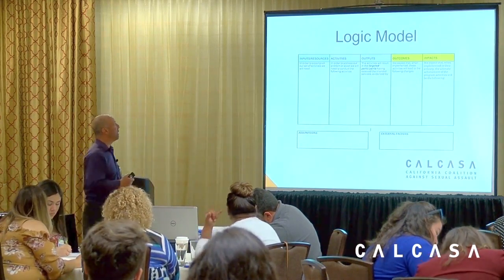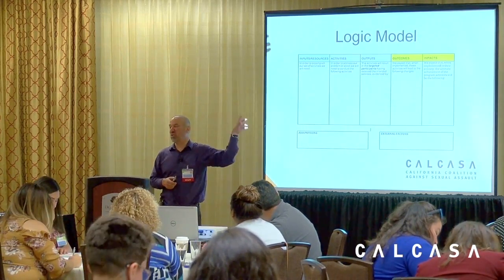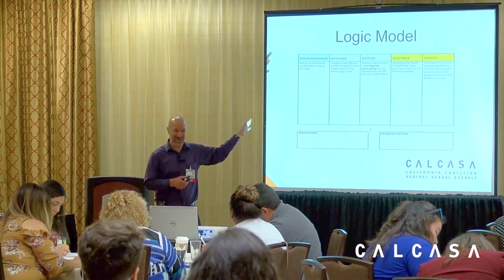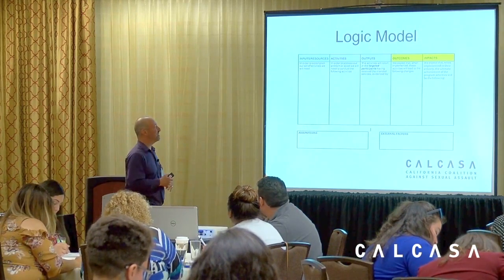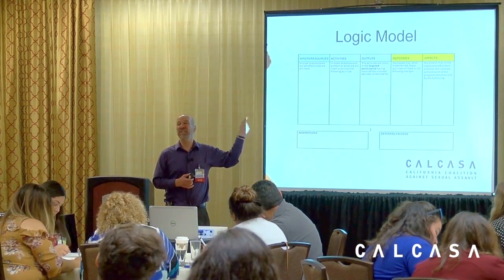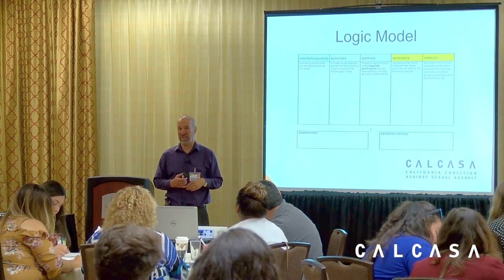And then the outcomes are what changes will happen. Sometimes you'll break that down into short term, medium term, long term. Sometimes they do it in two columns. There are a lot of different ways that you can do that. But what change, what impact do you think that's going to have? How do you think that's going to lead towards what you're trying to do, which is fundamentally to prevent sexual violence?